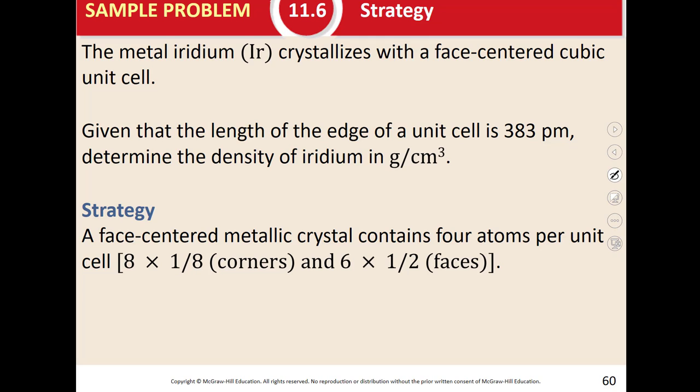Given that the length of the edge of the unit cell is 383 picometers, determine the density in grams per cubic centimeter. So I want you guys to try this one because it's easier than the last one. You've only got one element to worry about. By the way, iridium is number 77 up there if you're trying to find it. So go ahead and try that on your own.